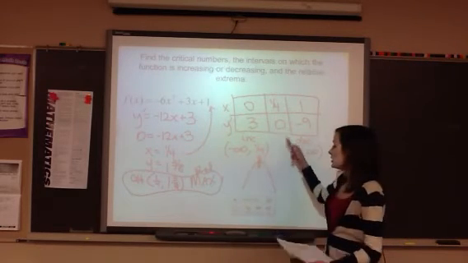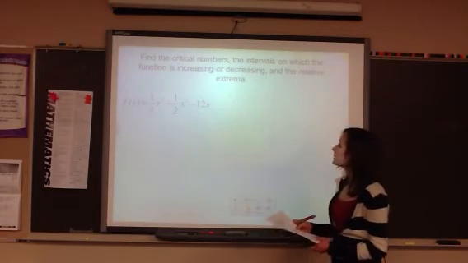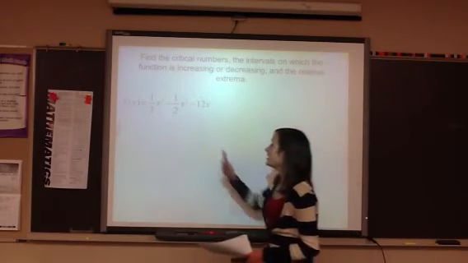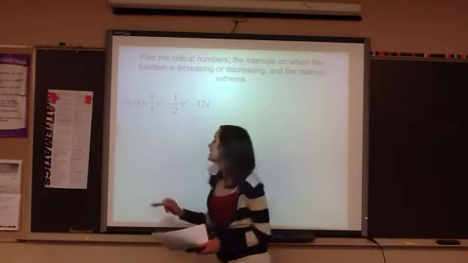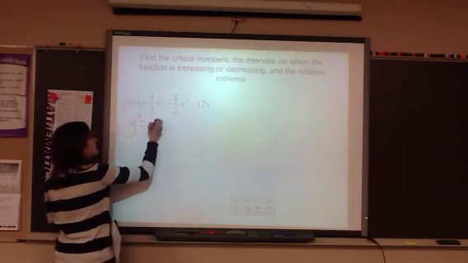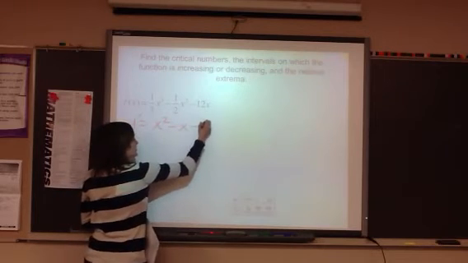So you got your intervals, you got your critical number, and you told me if it's a max or a min. So let's try this one. This one's not a little harder because it's x cubed. So pause and go to the end. The derivative is x squared minus x minus 12.